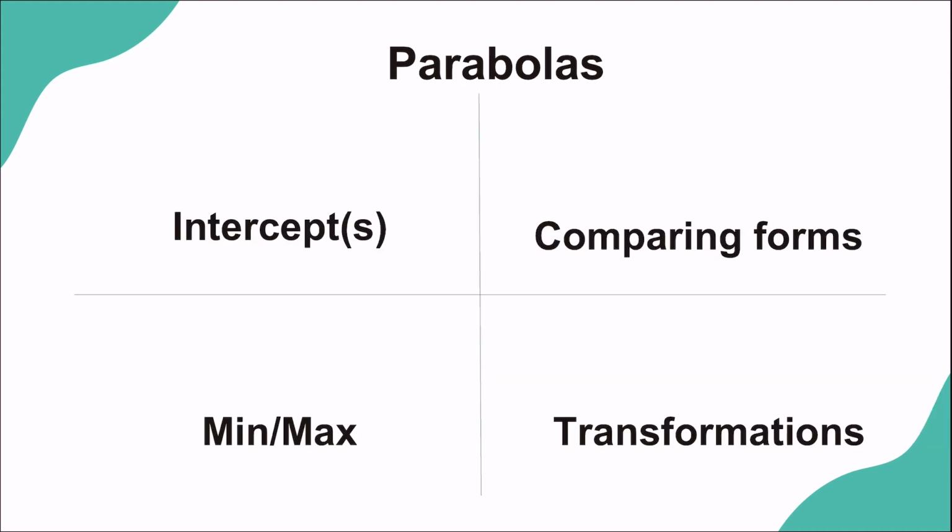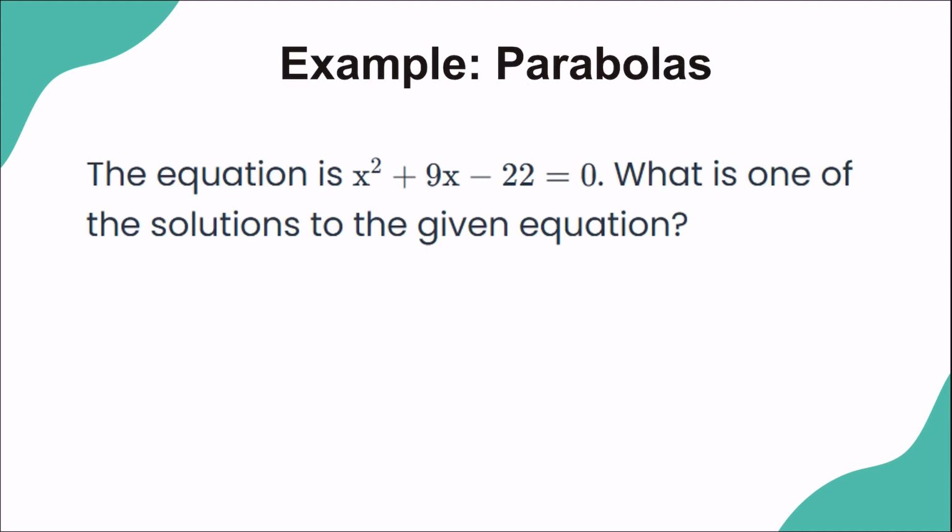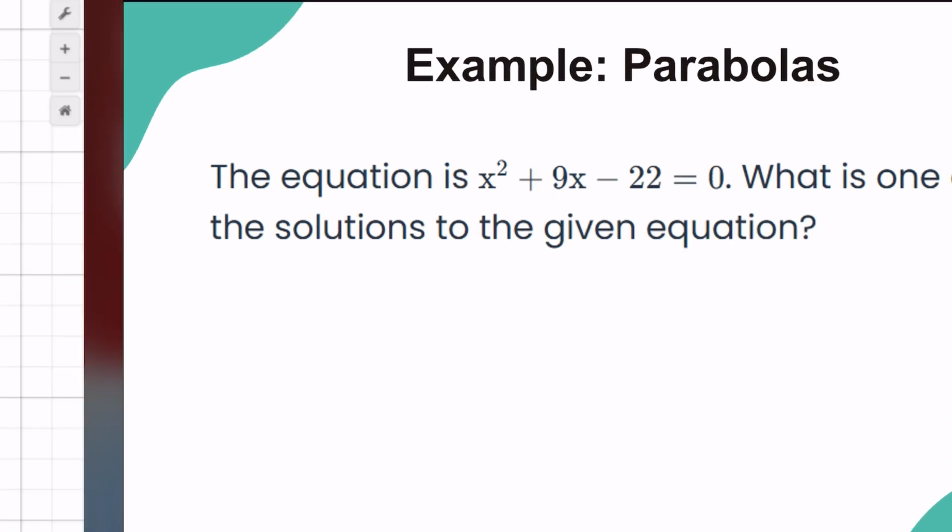Next, we're going to move on to parabolas. Now, the main things you can find from parabolas in Desmos are going to be intercepts, the minimum and maximum of your parabola. We'll be able to compare forms, and lastly, transformations. So here's an example question asking us what the solution to this given parabola is. So you could just factor this out, find the x's that make this 0, but much easier, we can just plug this into Desmos and see where it crosses the x-axis. So let's do that.